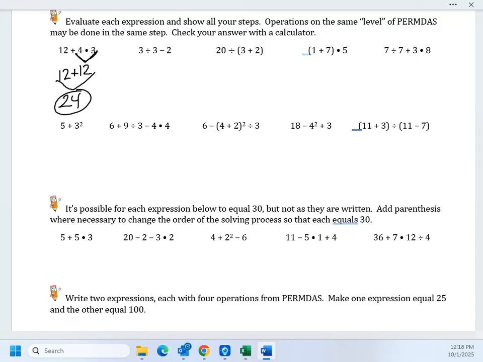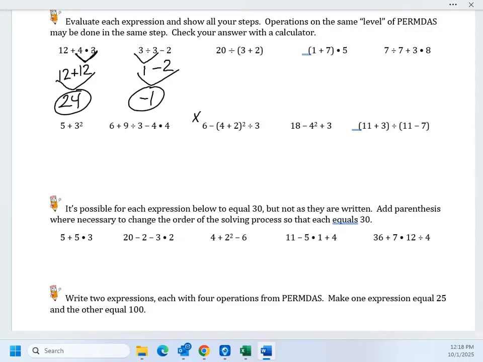Let's look at our next one. 3 divided by 3 minus 2. What do I do first? Madeline? 3 divided by 3 is 1. Bring down the rest of the expression, minus 2. The operations and the numbers that you haven't used yet. What is 1 minus 2? Emily, negative 1. So we will be working with those negative numbers.